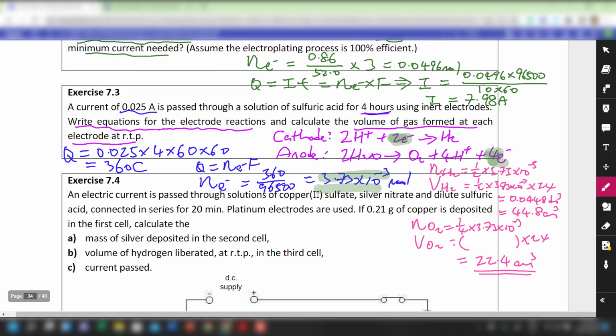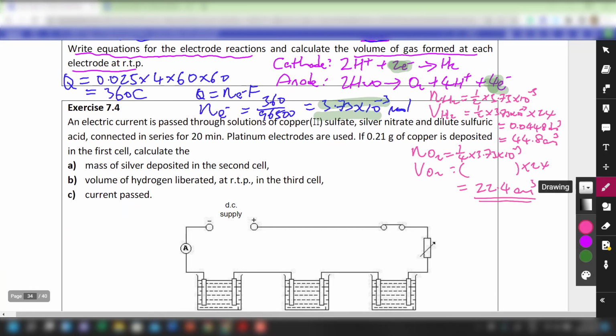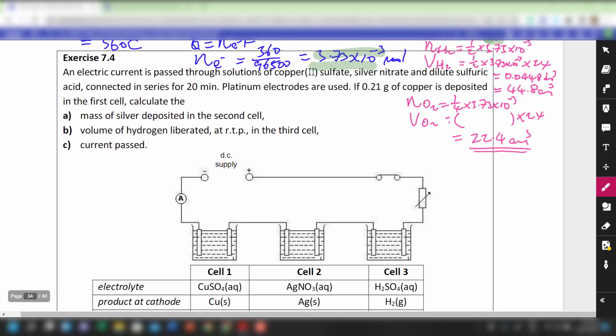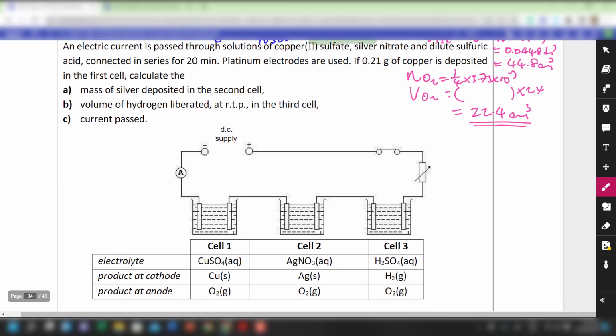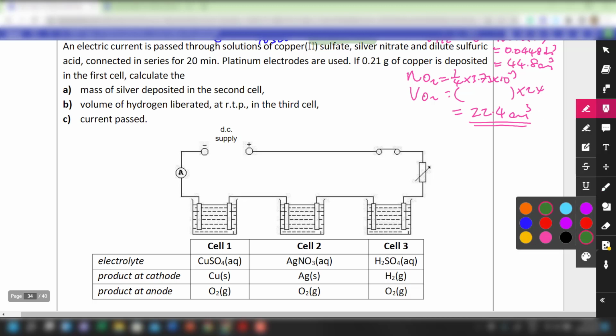Next we'll look at exercise 7.4. We have an electric current passed through solutions of copper(II) sulfate, silver nitrate, and dilute sulfuric acid. So this is a little bit complicated. We have 3 cells over here. The first cell contains copper sulfate, so I'm going to highlight it in blue.